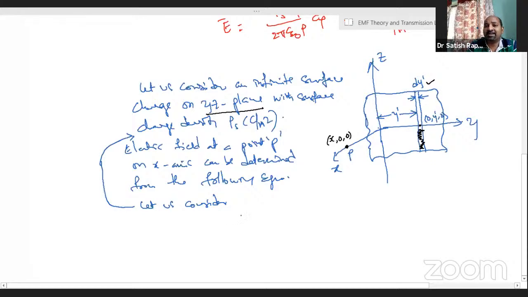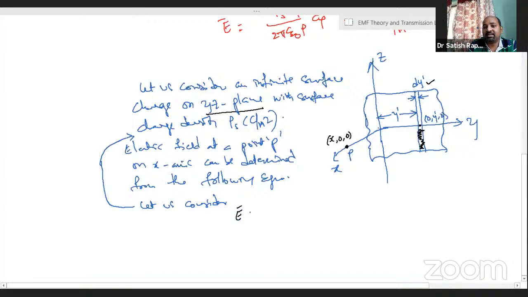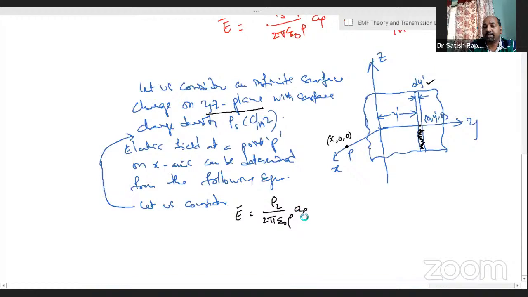So here, to determine the electric field due to surface charge, we will consider the electric field due to line charge. Yesterday I discussed this. The electric field due to line charge is rho L by 2 pi epsilon naught rho, in the direction a rho. Why am I considering the electric field due to line charge? Because a surface is formed by connecting a number of lines. So the electric field due to surface charge is determined from the line charge.